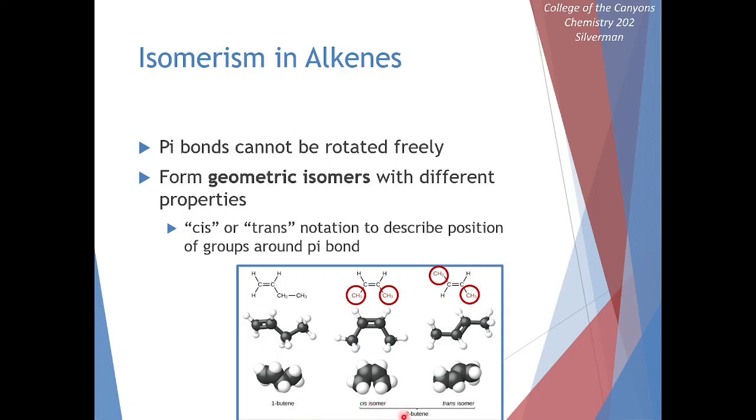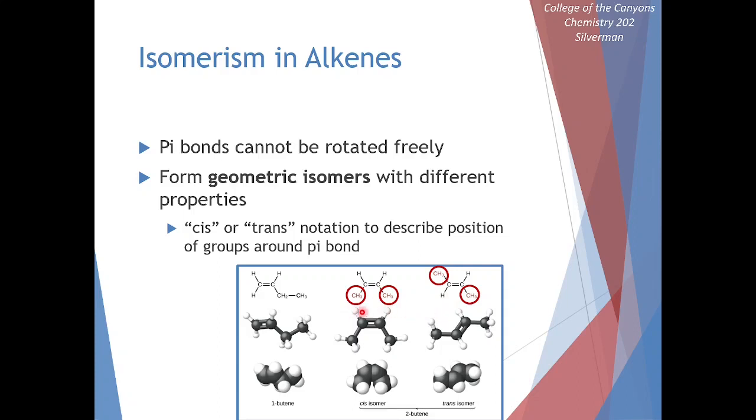If we have 2-butene, now our double bond is on the second carbon. And actually, we need a little bit more information. We can't rotate around this double bond. We'll look at this in our lab with some modeling kits. We'll see why that's the case. But we can either have a cis version of this molecule or a trans version of this molecule, representing where the largest groups are across that double bond.